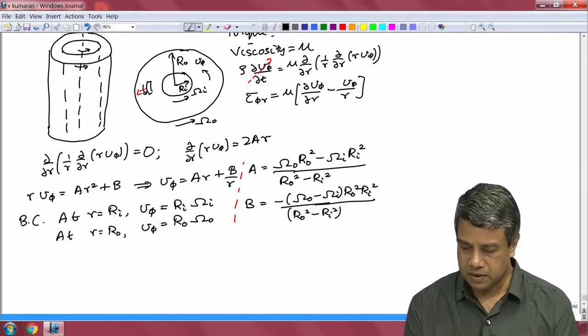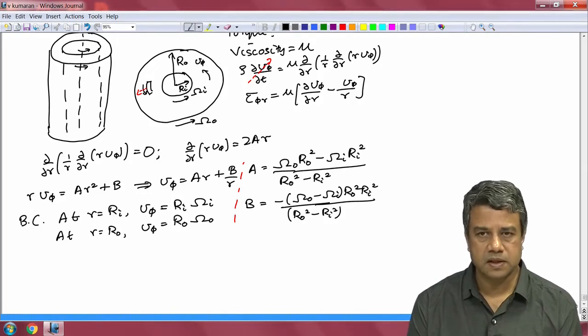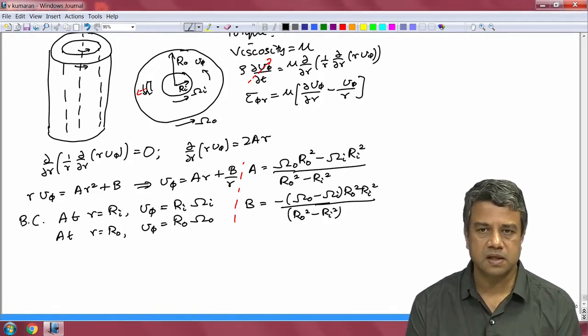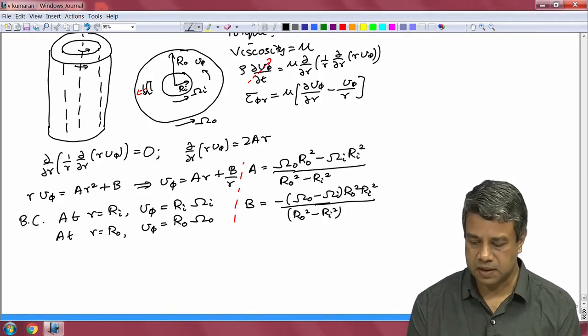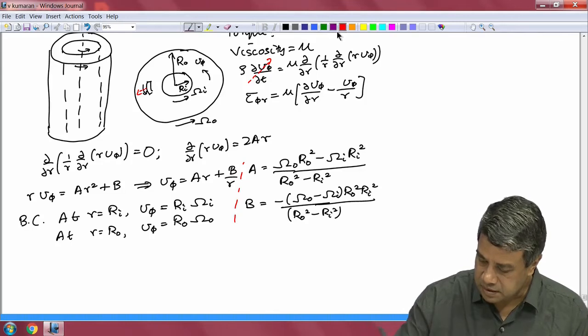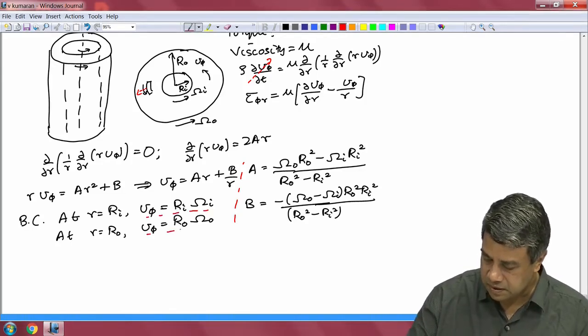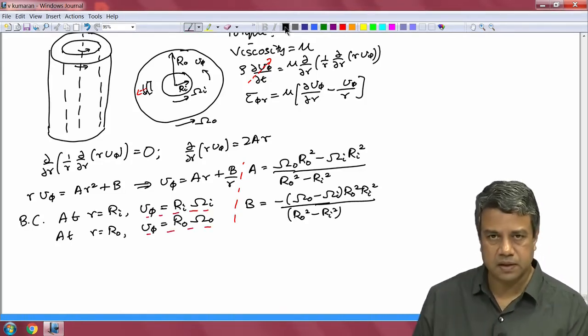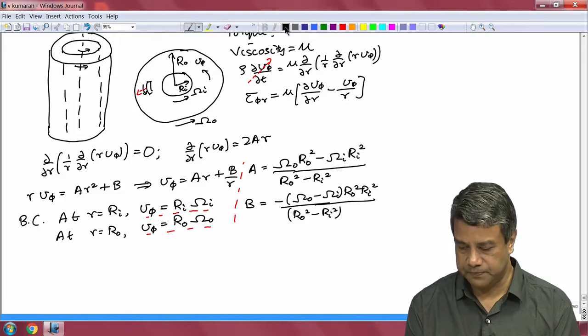So, these are the two constants. You can substitute these into the equations and substitute r equal to r_o and r equal to r_i, and verify that these two boundary conditions are satisfied by these equations. It is just a matter of substitution.